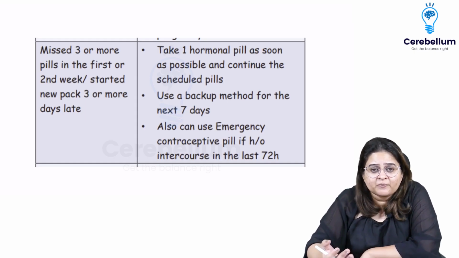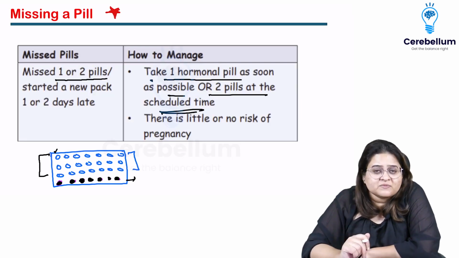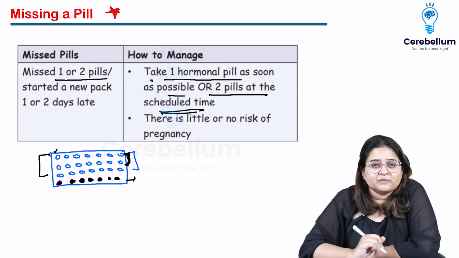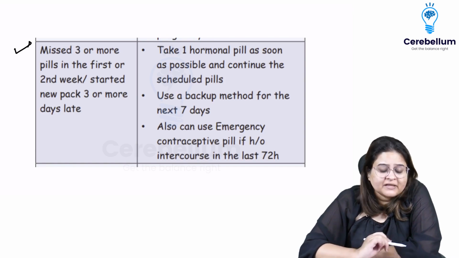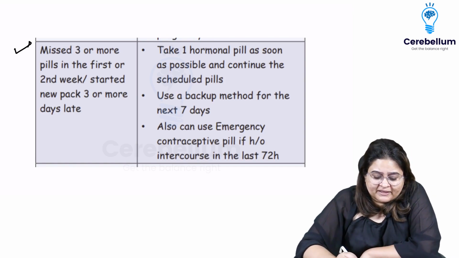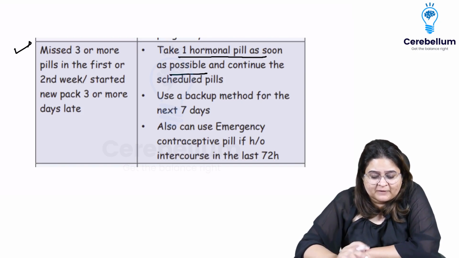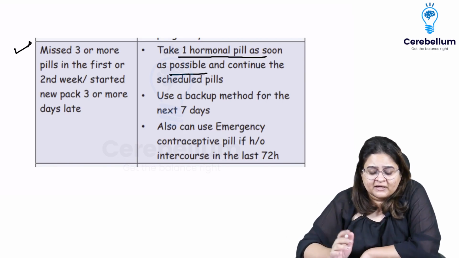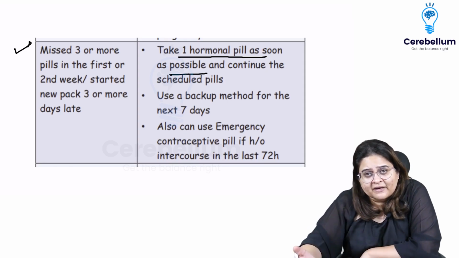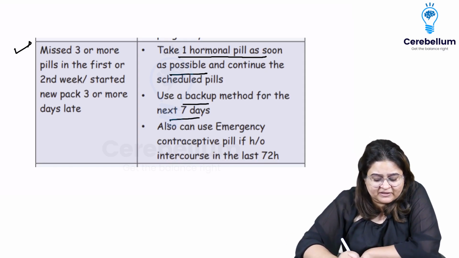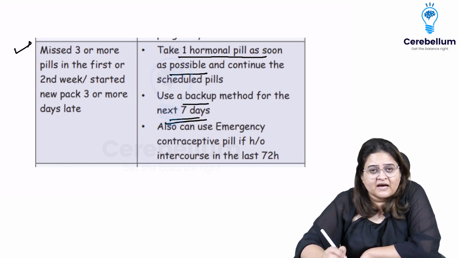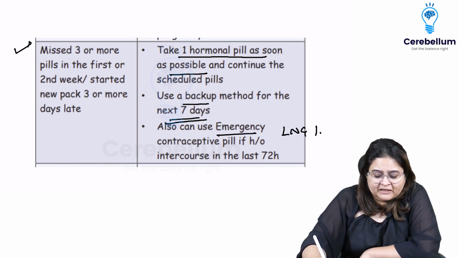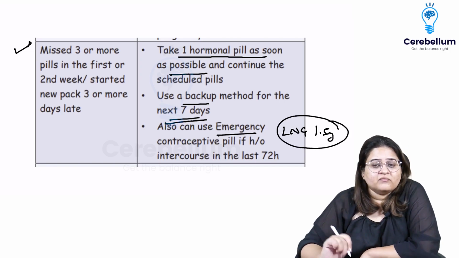Let's see, maybe we can help you. What can we do? So ask her when she has missed the 3 pills. If she's missed it in the first 2 weeks, so between day 1 to day 14, if she has missed the tablet, then what do you do? Then you tell her take one hormonal pill as soon as possible. That means take the last pill as soon as possible and continue the scheduled pills. Continue the packet. But in addition, give her a condom for 7 days and ask her if she's had intercourse in the last 72 hours. Give her the emergency pill, which is the LNG 1.5 milligram pill is what the government of India recommends.